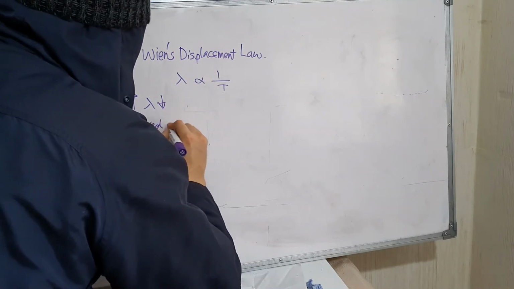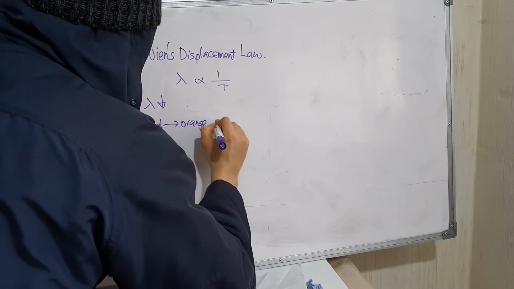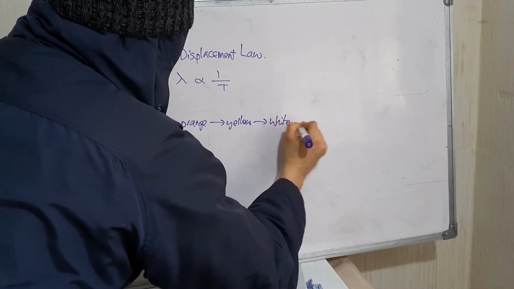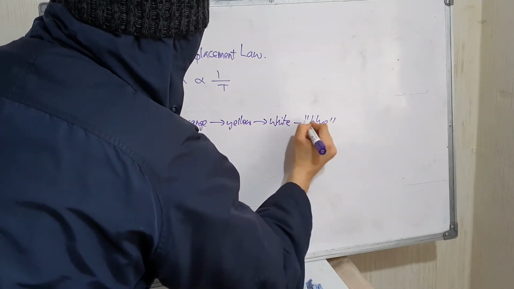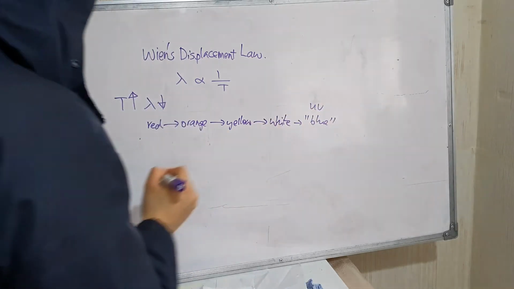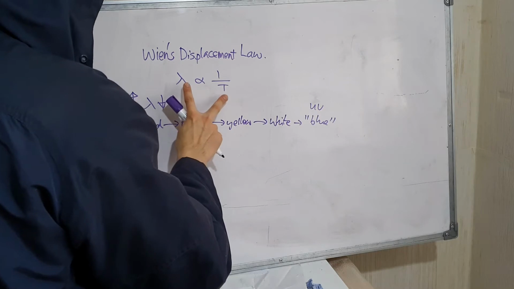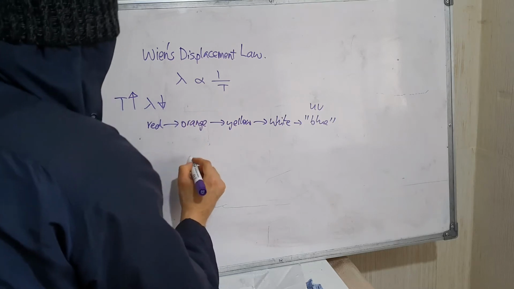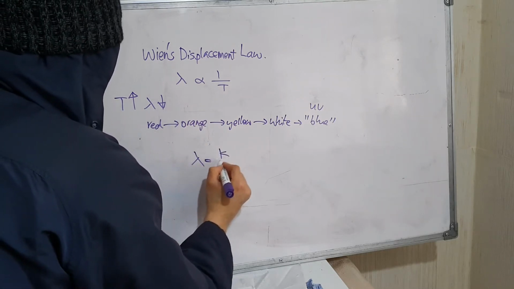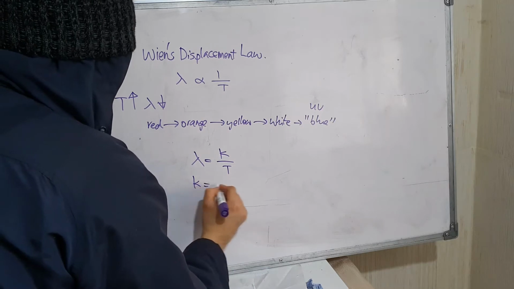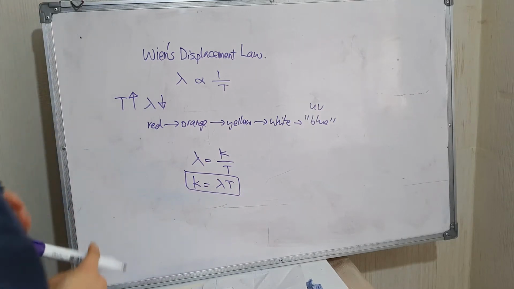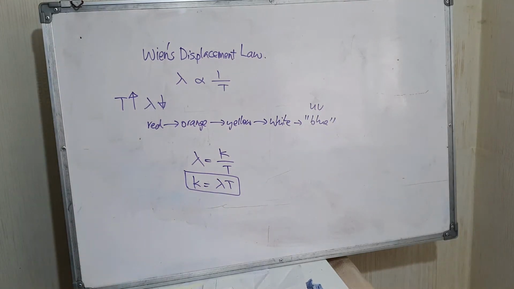So you start off with red, orange, yellow, white, and then blue, because that's from ultraviolet. So what happens when we substitute this proportional sign with a constant? So lambda is equal to some constant divided by T. So this constant is equal to lambda times T. This constant you're given in the data booklet, but you're not expected to know this constant.